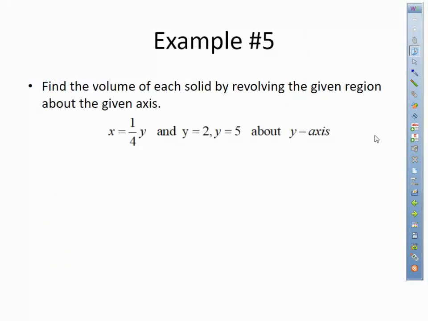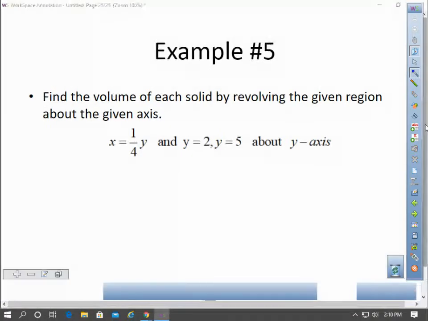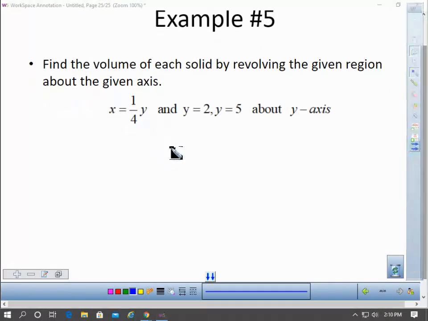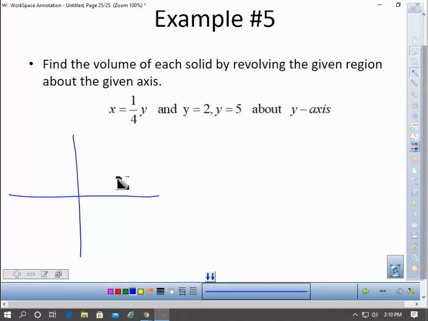All right. So the last one I wanted to do, number 5, is another one turned sideways. Okay. Another one turned sideways. So we're in y again. So we've got x equals 1/4 y.